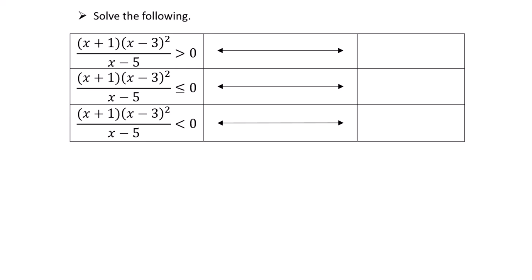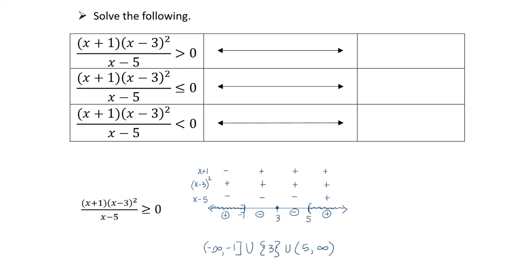So I want to solve a similar problem, but with different inequality symbols to see how that changes our solution set. We started in the last problem with a similar inequality, but we had greater than or equal to 0. This was our resulting sign chart and solution set. How would it change if we had a strict greater than 0 inequality?